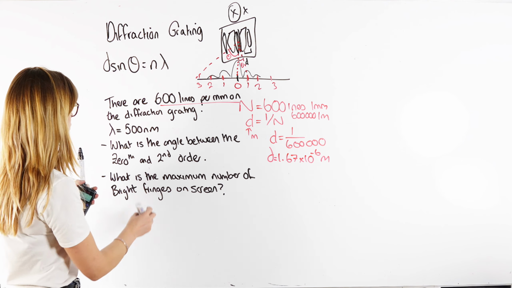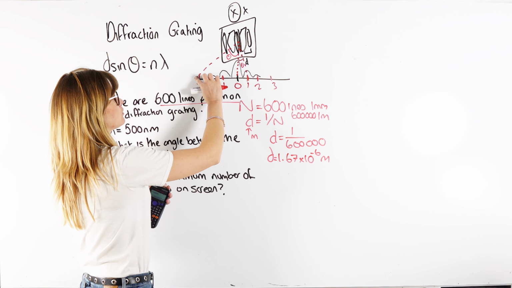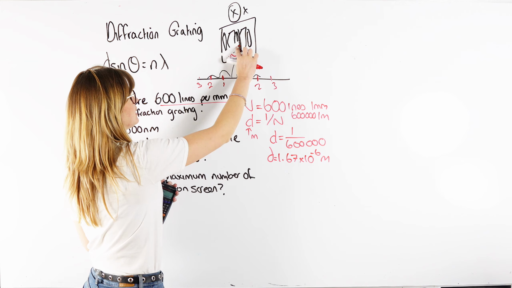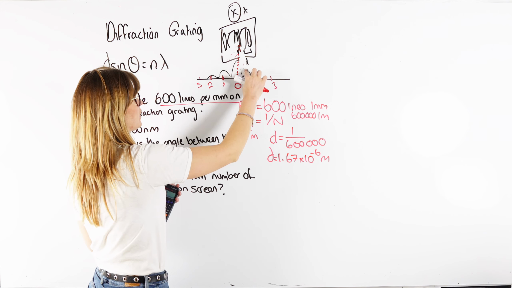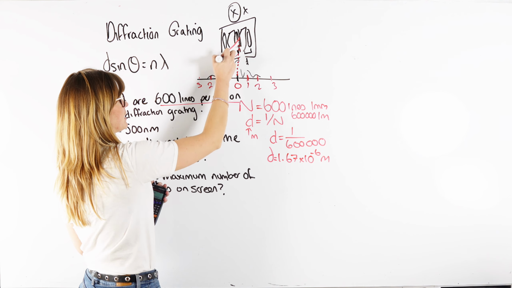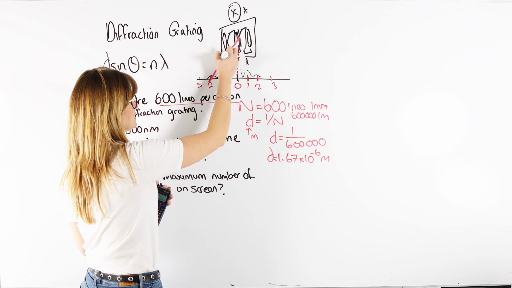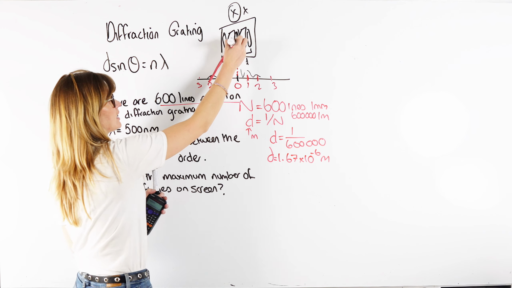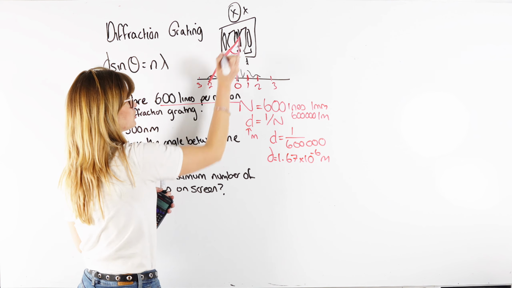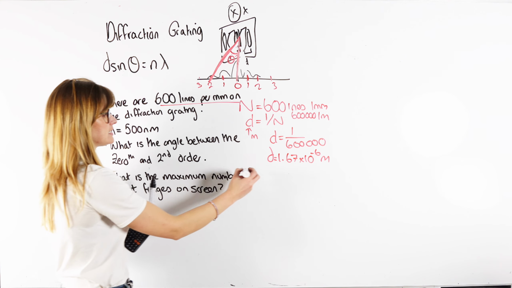Okay? So I want to know what's the angle between the 0th and the second order. So we're not looking for those angles of theta. We're looking for the angle between the 0 and the second order. So I'm looking for that angle there, theta, between the 0 and the second order. Okay, so again, just to highlight that a bit better, we're looking at what that sine theta is. So what I'm going to do is n λ = d sin θ.